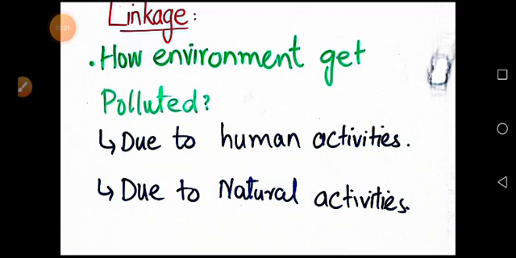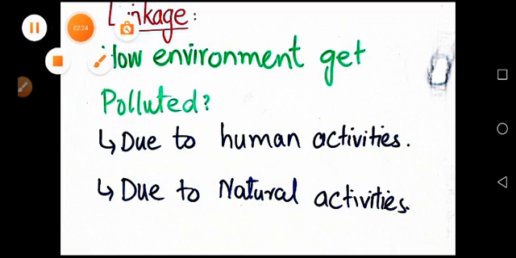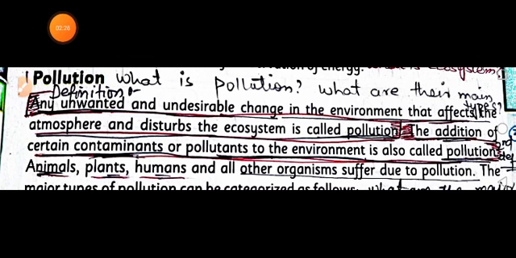Students, do you know how our environment gets polluted? Our environment gets polluted due to the human activities as well as the natural activities. The environment is polluted by our activities or also by the natural activities. And this type of all disturbance is known as pollution. So students, today we will discuss about the pollution.